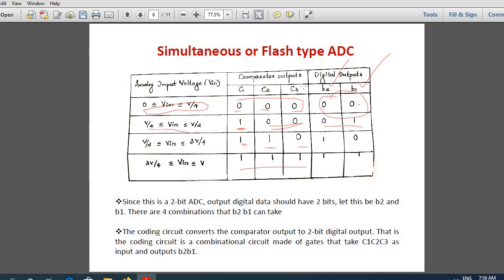You can obtain the equation for B2 separately and B1 separately. Take C1, C2, C3 as inputs and you can obtain the equation for B2. Similarly, take C1, C2, C3 as inputs and you can obtain the equation for B1 as well. And then you can draw the circuit. So what is inside the coding circuit is not shown, but this is actually what is done. For each of the ranges, you fix what your digital output should be and you design a circuit which gives you the output that way. Okay.